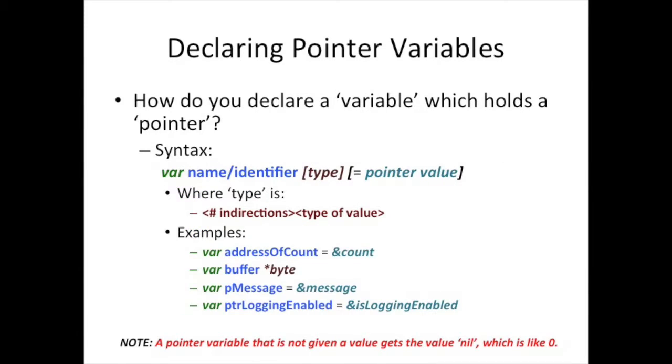So declaring a pointer variable looks pretty much like declaring any other variable. You have a name, and you have the type of the pointer, and then of course a value is optional. Even the type is optional because it can be inferred. And sometimes, though, you want to be explicit.